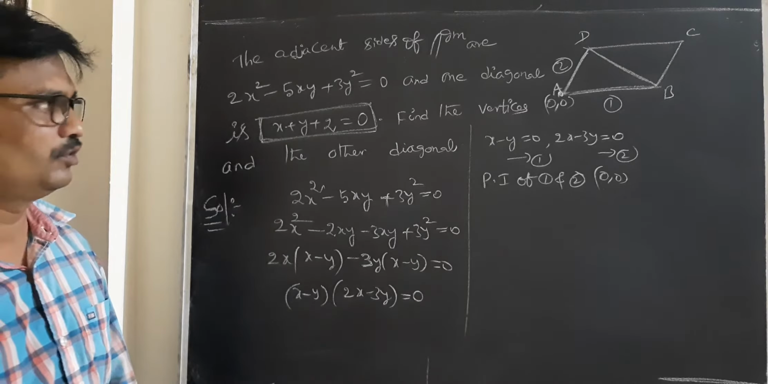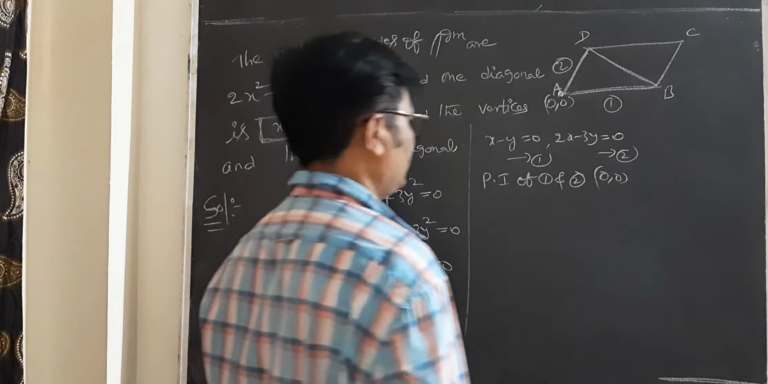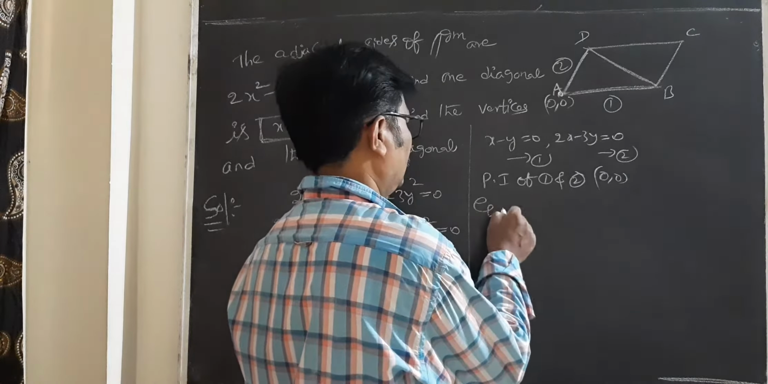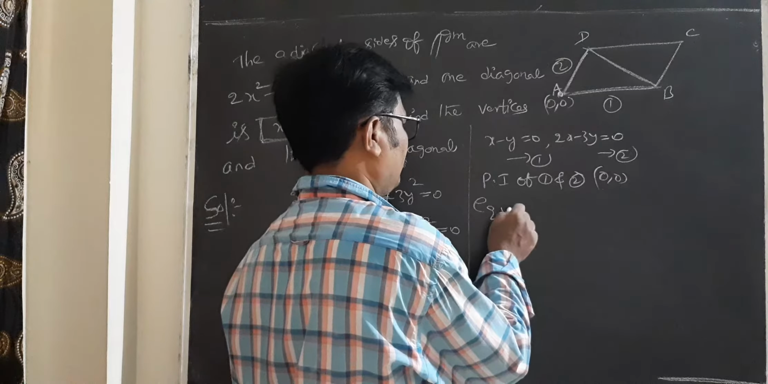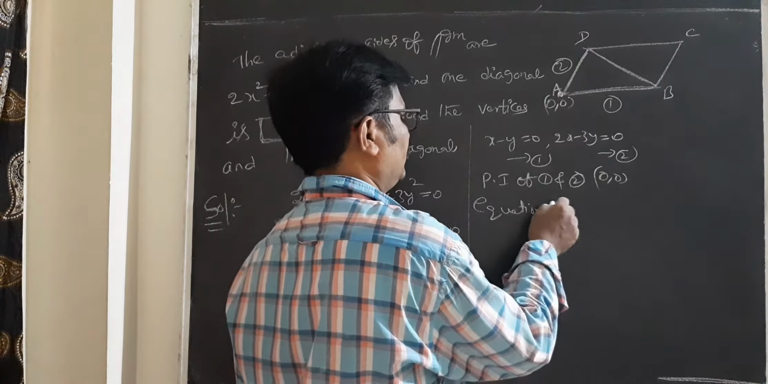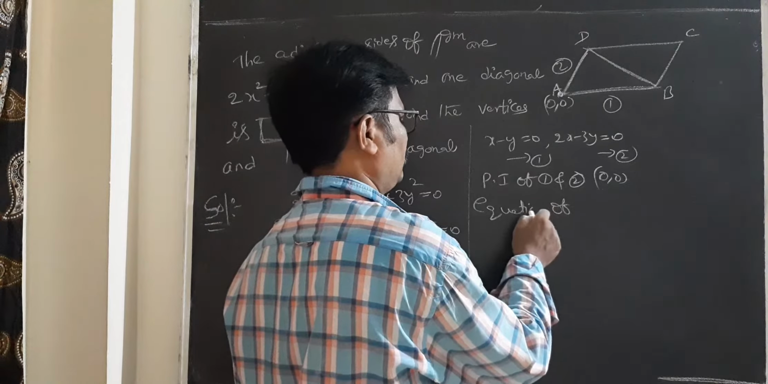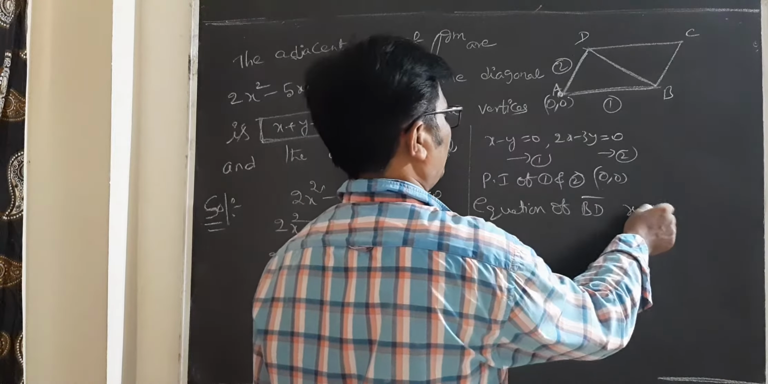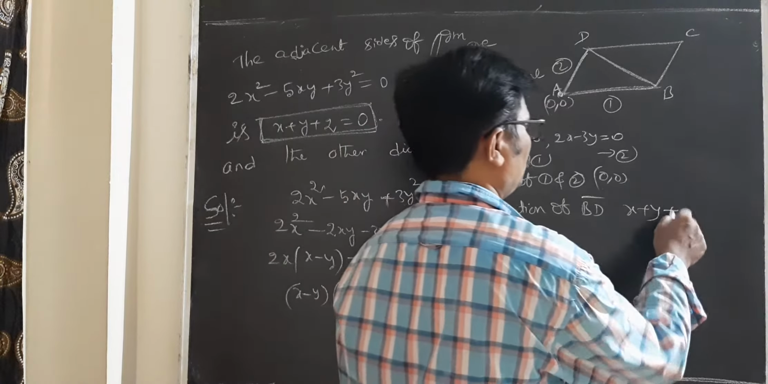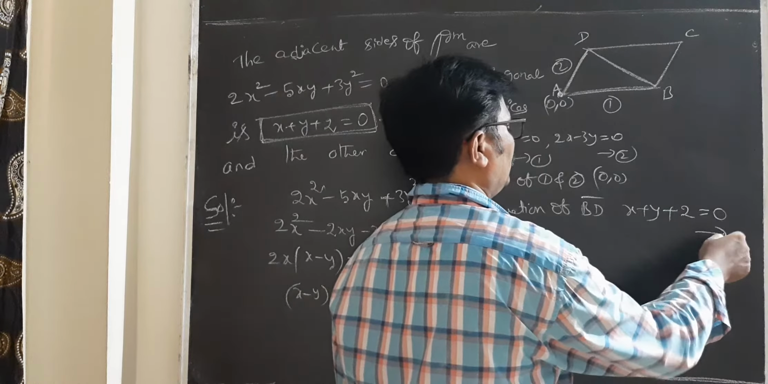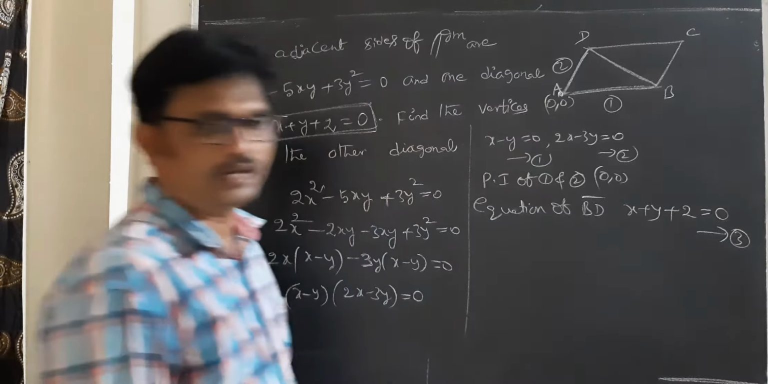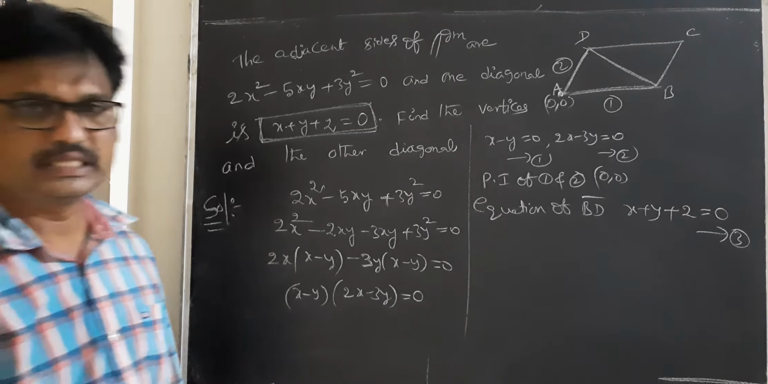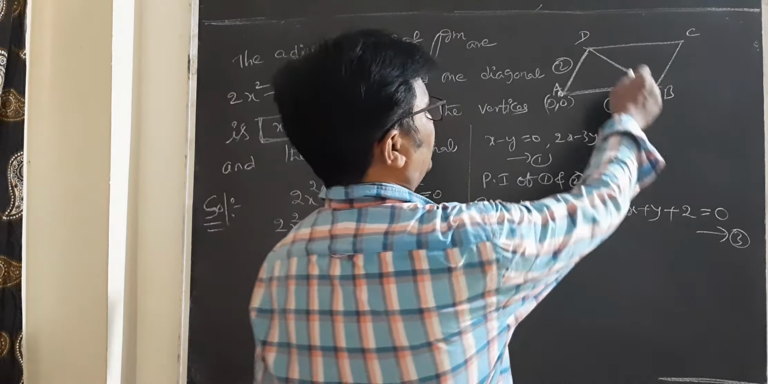Definitely it is not passing through the origin. Now students, the equation of BD. Dear students, the equation of the BD is given as x plus y plus 2 equal to 0. This will be taken as equation 3. Now we are taking 3.